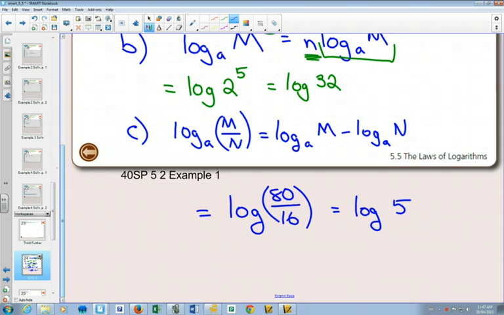The log laws, though, aren't as intuitive as your exponent laws, because with your exponents, you can say that makes sense. The log laws, the way that they are, we'll just treat them as rules. They won't make sense to you when you look at them.